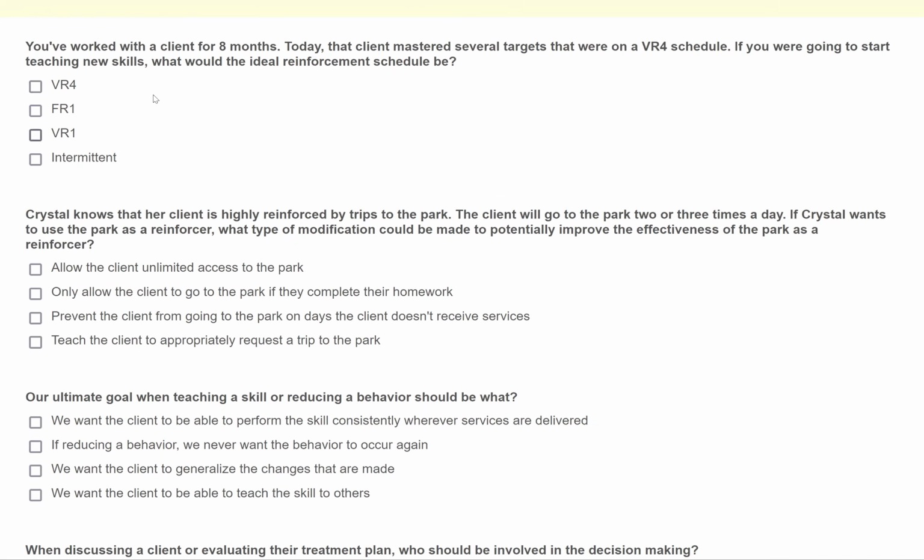A VR1 is a little better than VR4, but it's still not as good as FR1. And then intermittent is not FR1, because FR1 is what? FR1 is continuous, and intermittent, 2 different things. So if we're going to start teaching brand new skills, ideally, we're going to use an FR1 schedule. That way, every time the skill is evoked or demonstrated, we can deliver reinforcement.